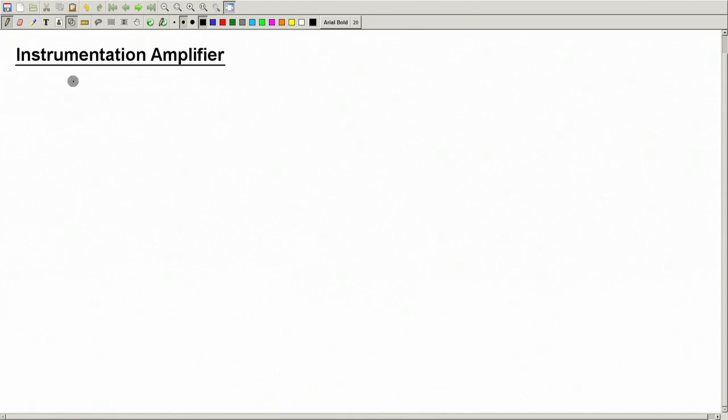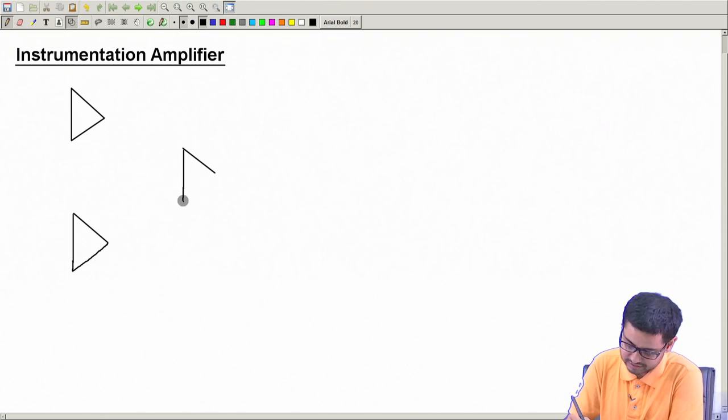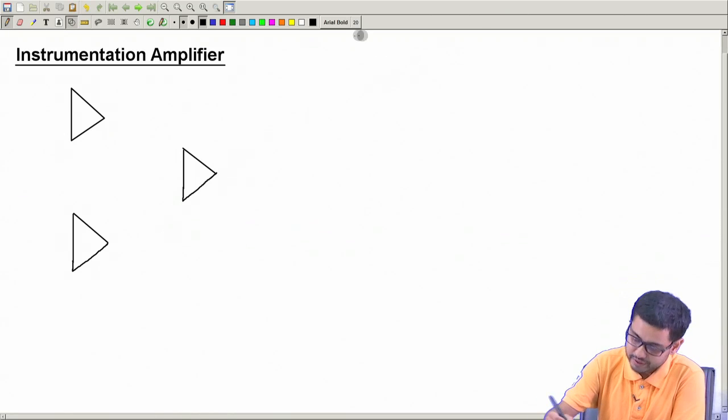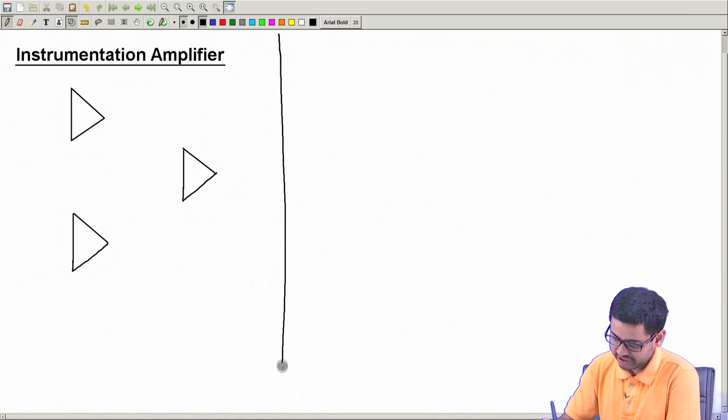So, it is made up of 3 op amps, 1, 2 and 3. And this is a 2-stage amplifier. Let me just first write a few words before I draw this circuit.